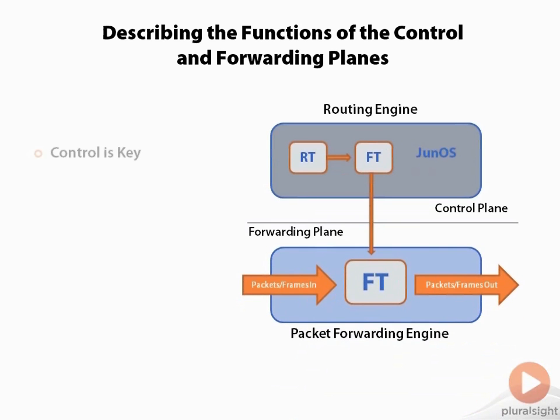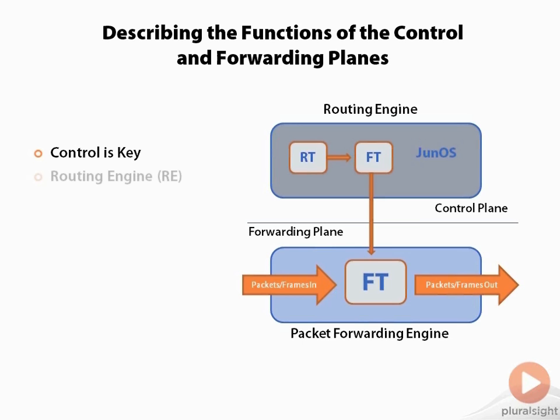Control is key when we are dealing with a device that passes traffic through our networks. When a Junos device receives a packet or frame, the first thing it needs to do is figure out where that information is going. The control plane is where the device determines what to do with the data coming in. Then it tells the forwarding plane what to do with the data, and the forwarding plane carries out the orders. You can think of it like the control plane is the brains of the operation and the forwarding plane is the muscle.